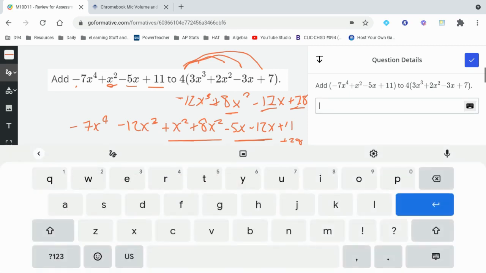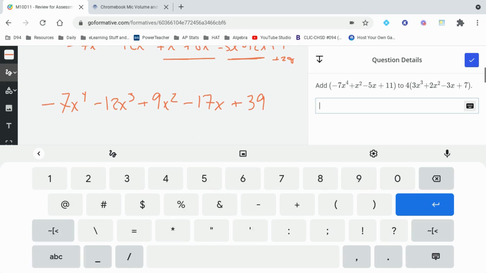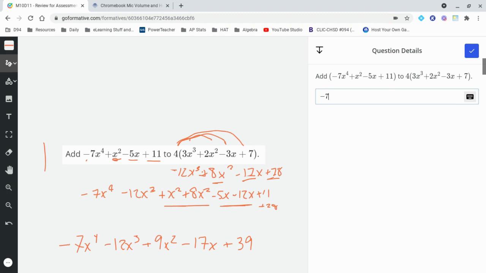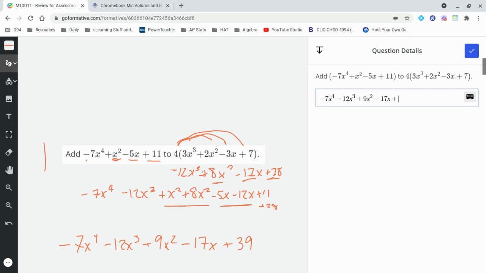Now, when you go to type these in over here, remember you can use the caret key to give you exponents. And it's going to enter it numerically, so you don't have to give any explanations or anything like that. We're just going to go ahead and type in negative 7x to the fourth minus 12x to the third plus x squared minus 17x plus 3. Okay, no need to do explanations, no need to show the work in there. That's the way that we're going to put it in.